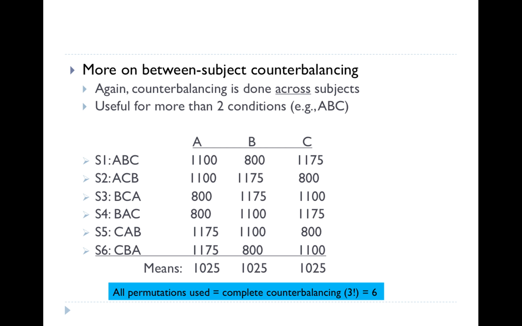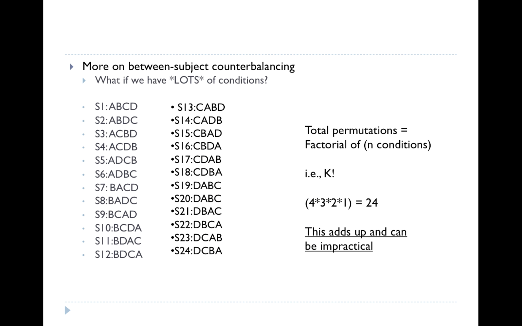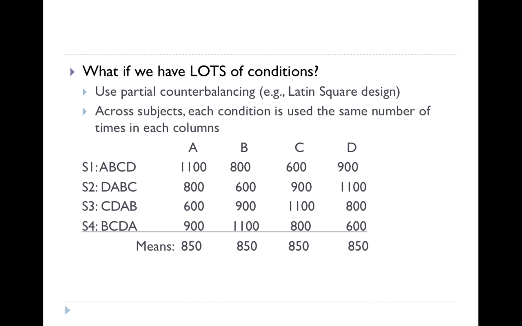But like I said, you really can only do this if you have either 2 conditions or 3 conditions because as your number of conditions grows, it just gets impossible to keep track of all the orders. Even if you have 4 conditions, 4 factorial is 24, so you would have to have 24 orders, and times 10, you need at least 240 subjects, which gets out of hand quickly. So it's not always possible or practical to do complete counterbalancing. If you have too many conditions, you have to come up with another solution to this problem.